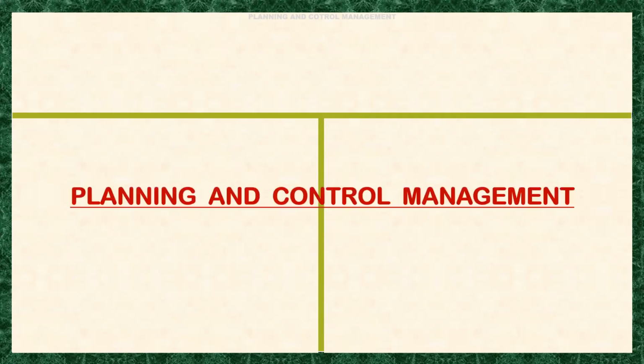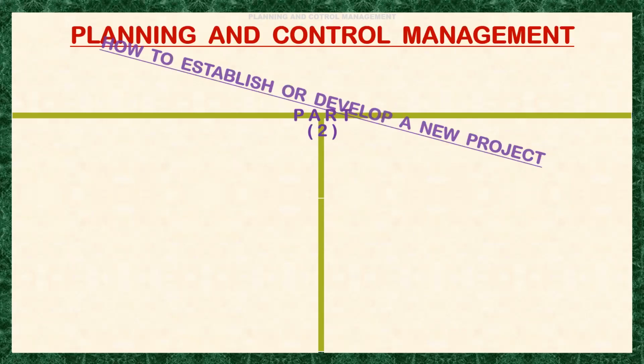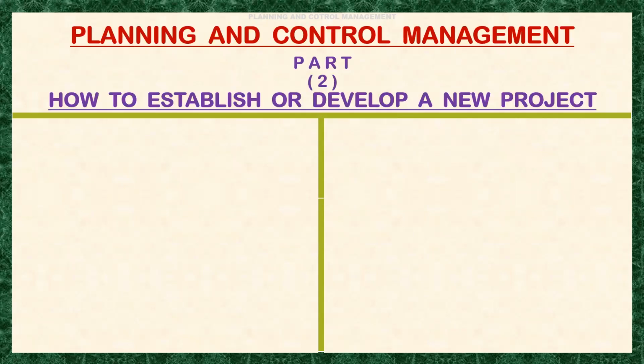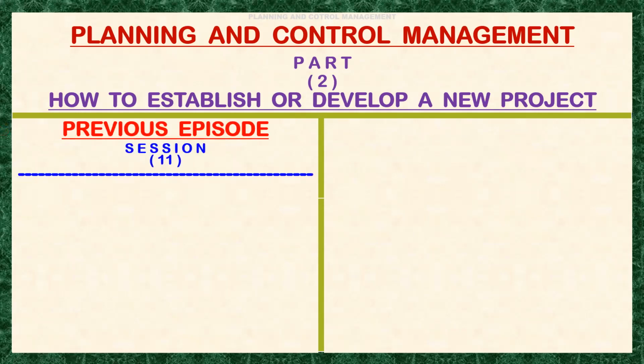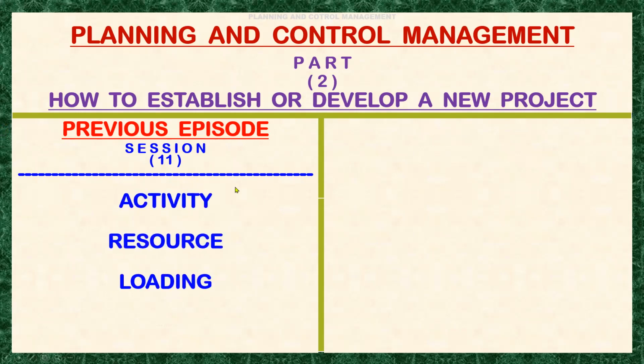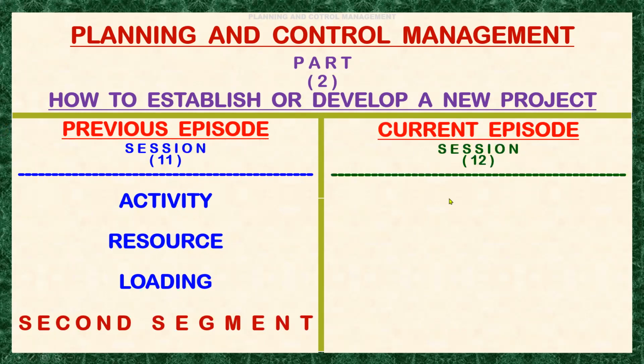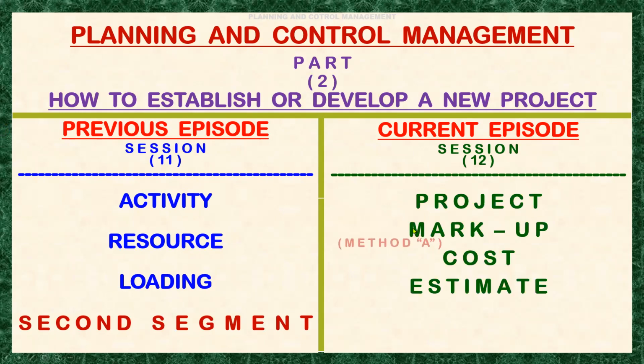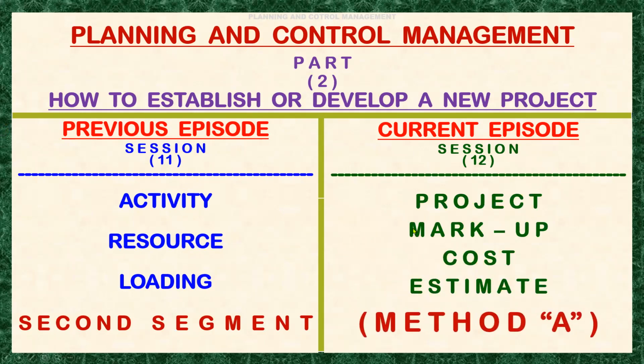Okay, as usual, planning and control management part 2 on how to establish or develop a new project. As usual, we will review our previous episode, session 11, which included the activity resource loading second segment. Our current episode is session 12, which involves the project markup cost estimate method A.